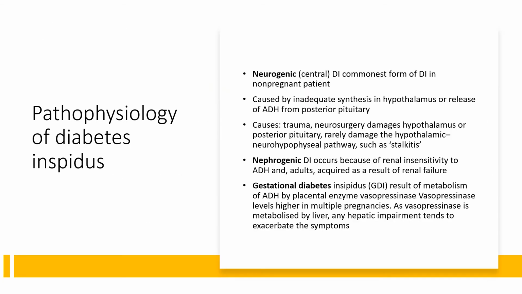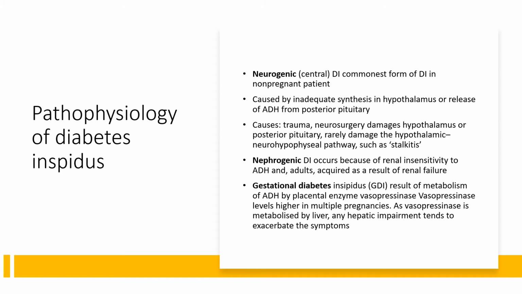So for the pathophysiology of diabetes insipidus, there are three types: neurogenic, nephrogenic, and gestational diabetes insipidus. Neurogenic is centrally induced. It's the commonest form of diabetes insipidus in the non-pregnant patient. It's caused by inadequate synthesis in the hypothalamus or release of ADH from the posterior pituitary. Causes include trauma and neurosurgery, where there's damage to the hypothalamus or the posterior pituitary. Rarely it damages the hypothalamic-neurohypophyseal pathway, such as stalkitis.